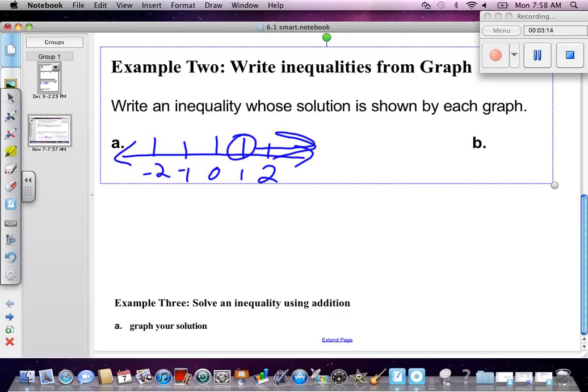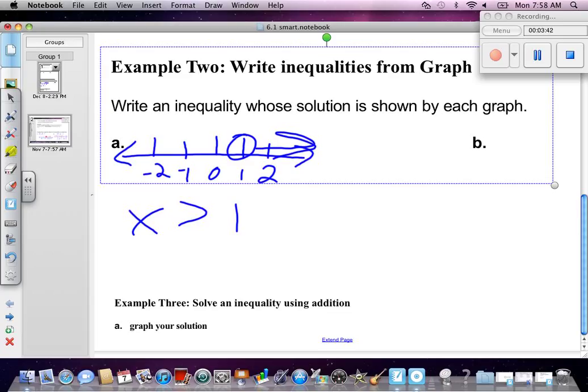So first, you can use any letter you want. I'm going to use x. And I know it has something to do with 1, because the circle's over 1. Now, is it pointing to numbers greater than 1 or less than 1? Greater. So x has to be greater than 1. So which way should the alligator be eating? It should be eating the x. That way. Okay. Now, here's my question. Is the circle open or closed? It's open. So it's no underlines.